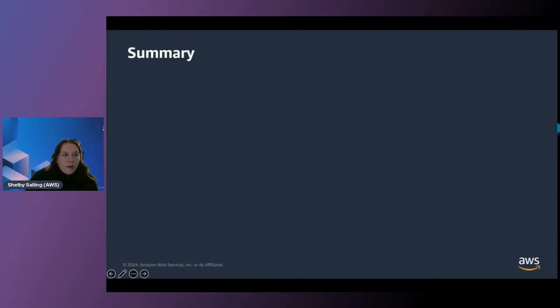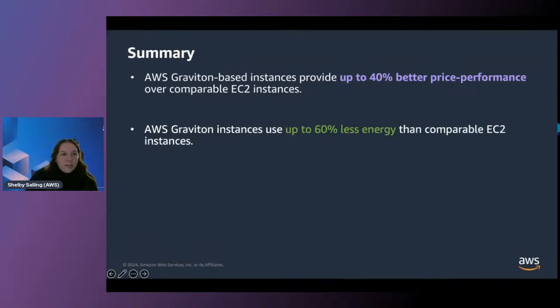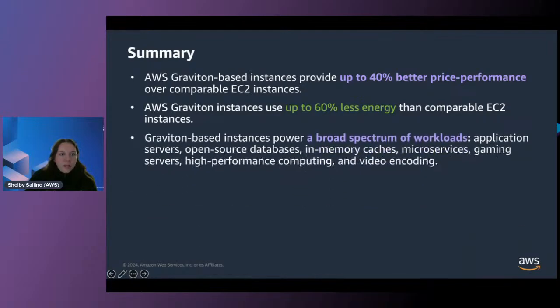So in summary, before I hand it off, Graviton-based instances provide up to 40% better price performance over comparable EC2 instances. They use up to 60% less energy than comparable EC2 instances, so really focusing on sustainability there. They power a broad spectrum of workloads: application servers, open source databases, in-memory caches, microservices, gaming servers, like I just mentioned, high-performance computing, and video encoding.